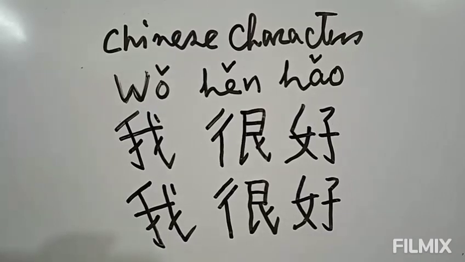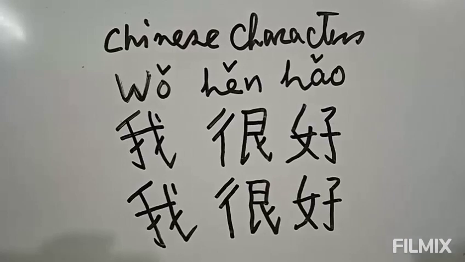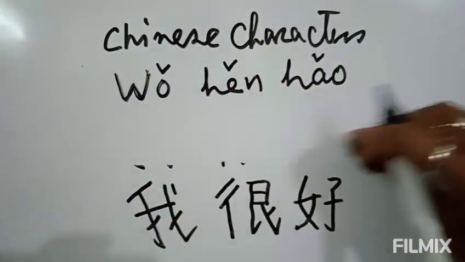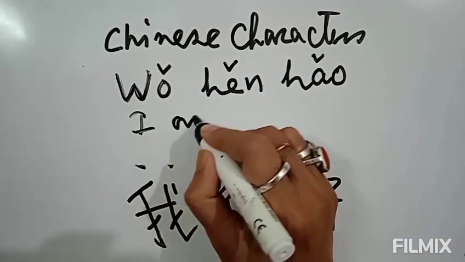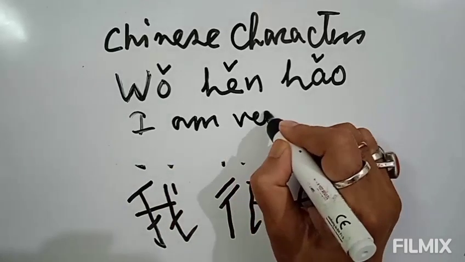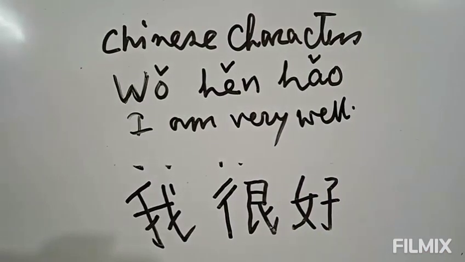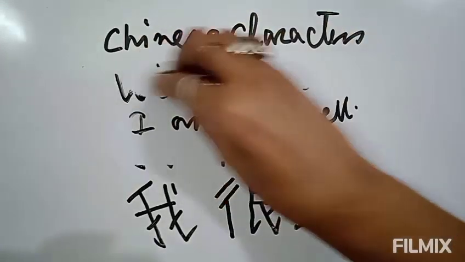Oh hun how. The meaning is: I am very well. I am writing the meaning in English. Please take down in your copy. I am very well. Okay. O means I, hun is very, and how is well. Please take down in your notebook.